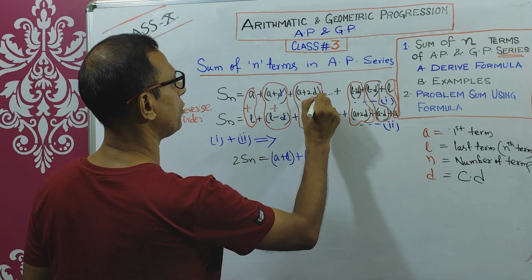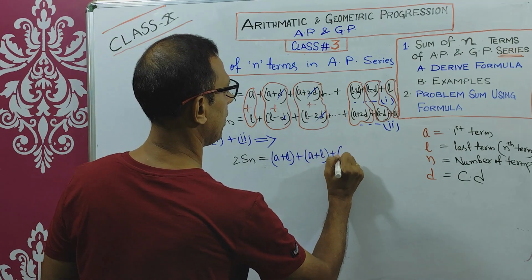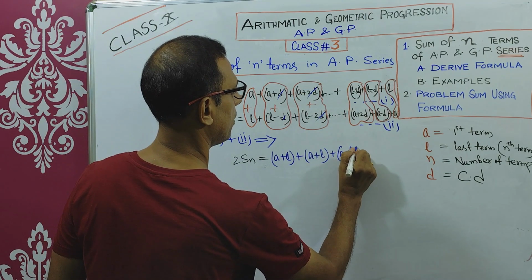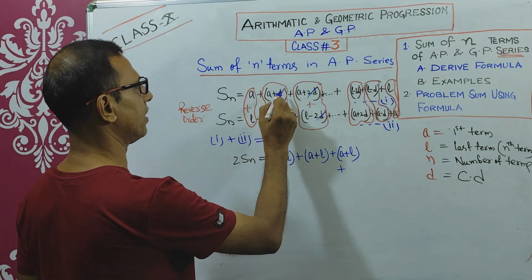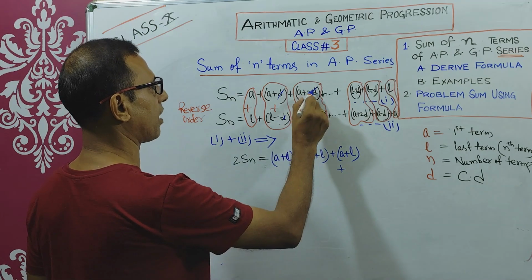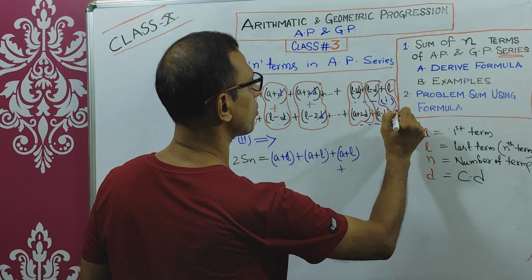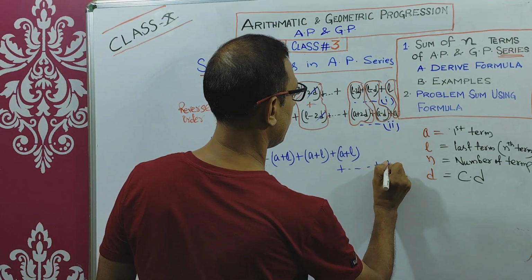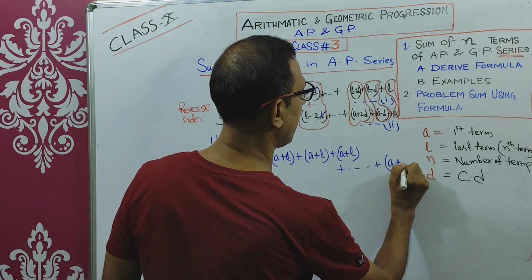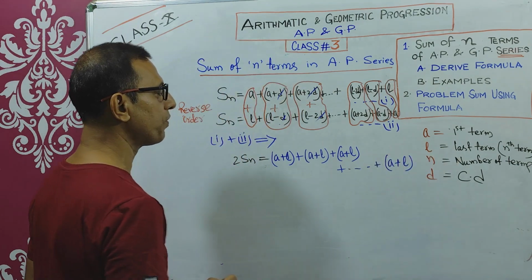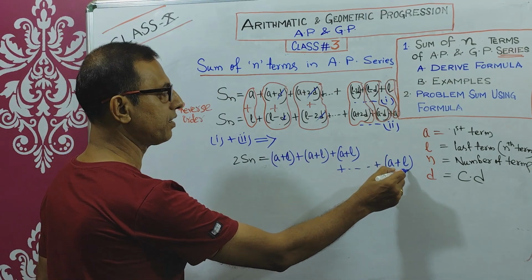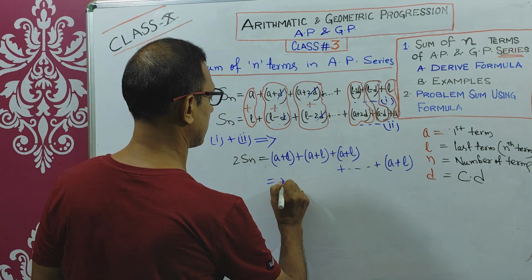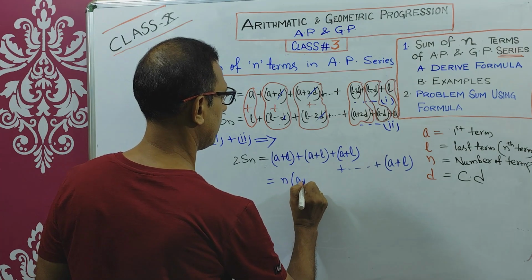Third one also 2d cancel, a plus L, and so on. So basically first term a plus L, second term a plus L, third term a plus L, and last term also a plus L, going on, a plus L. So last term is the nth term. So how many number of a plus L? Starting from first one to nth term, it is n number of a plus L, n into a plus L, right?